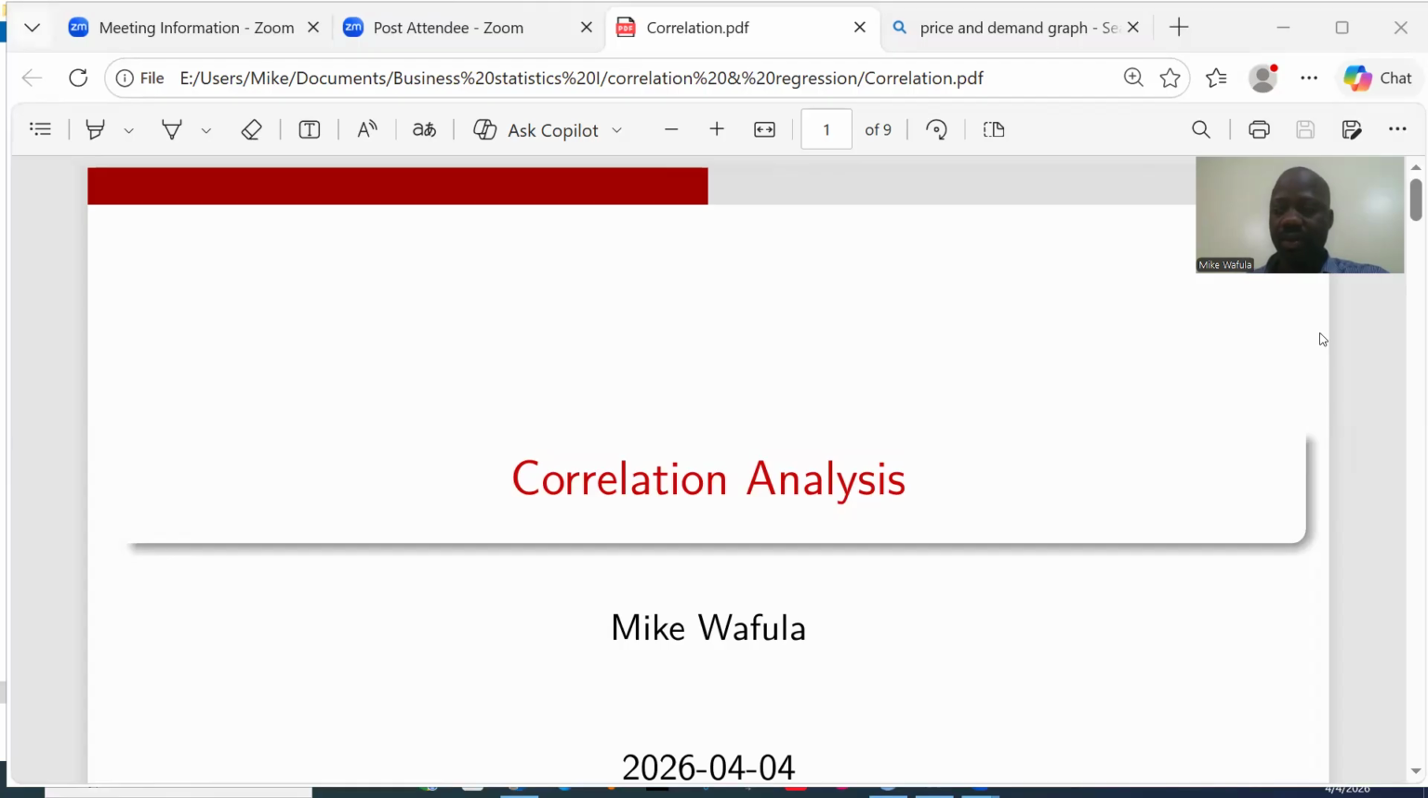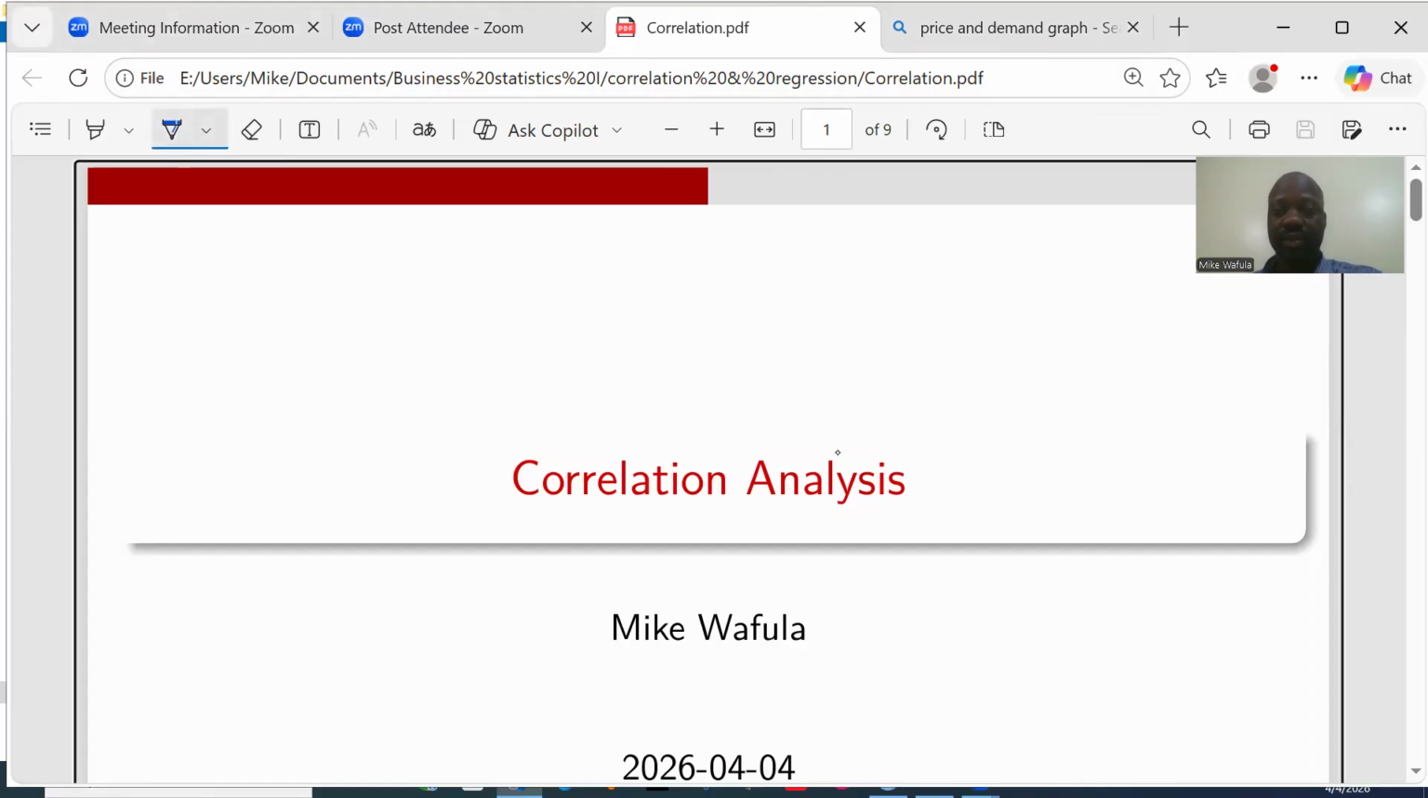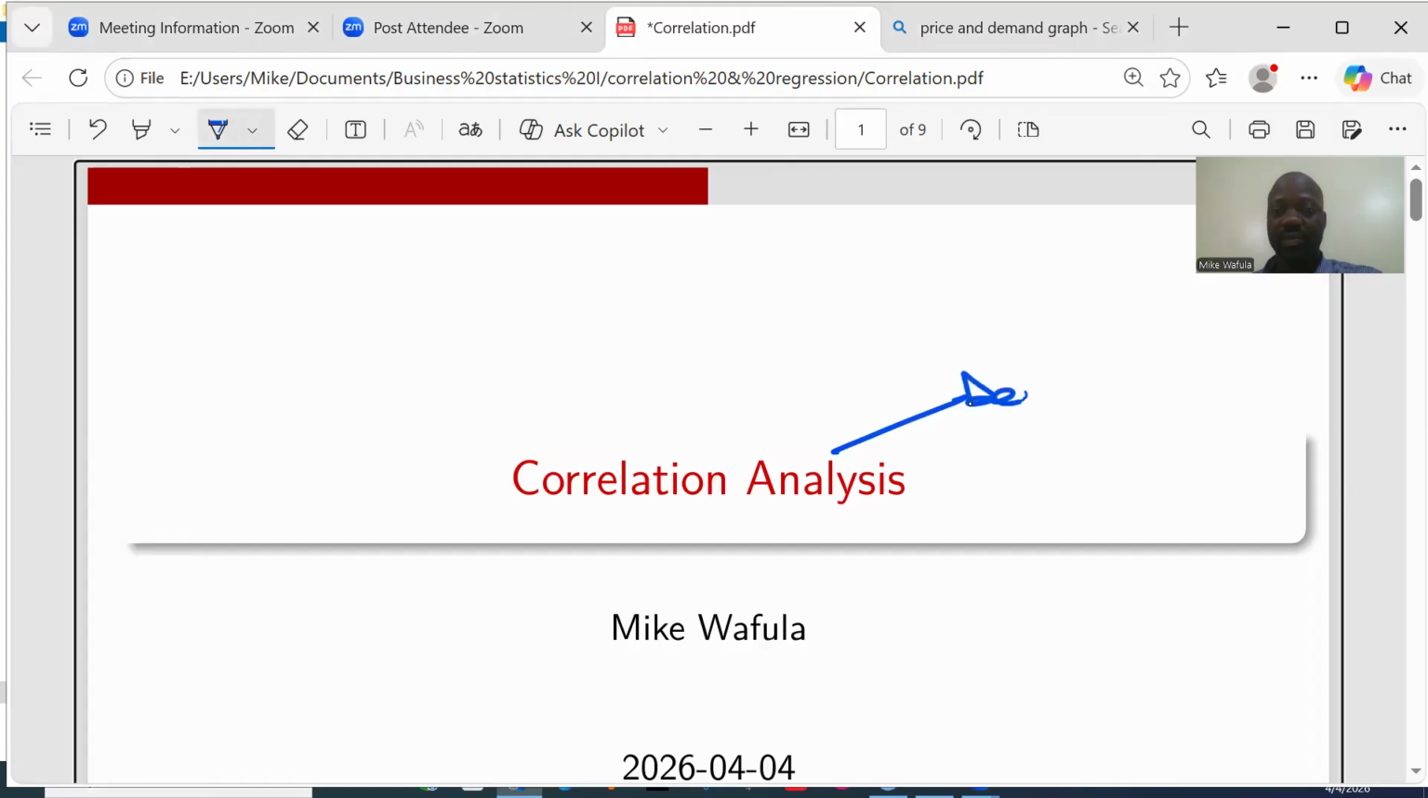Welcome to this session on correlation analysis. In correlation analysis, today we want to look at the concept of correlation in terms of description or definition. And we also want to look at the various types of correlation. And finally, we shall look at one of the coefficients of determining correlation between two variables by Pearson.